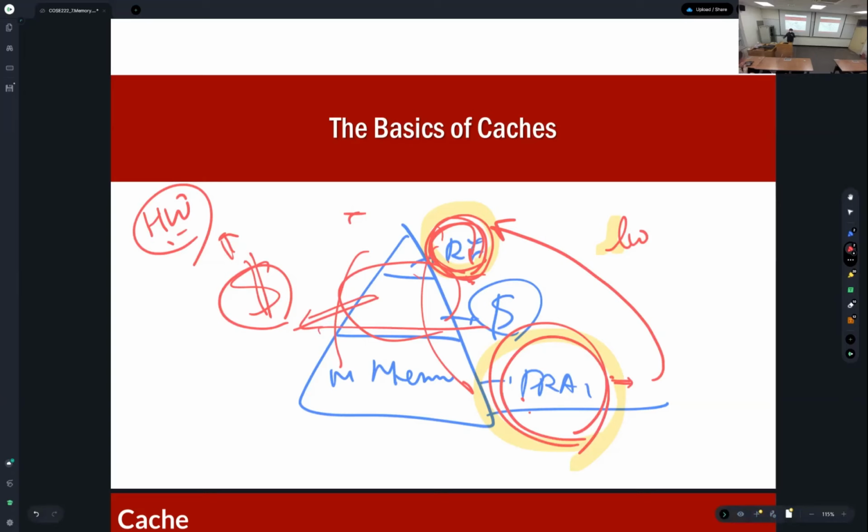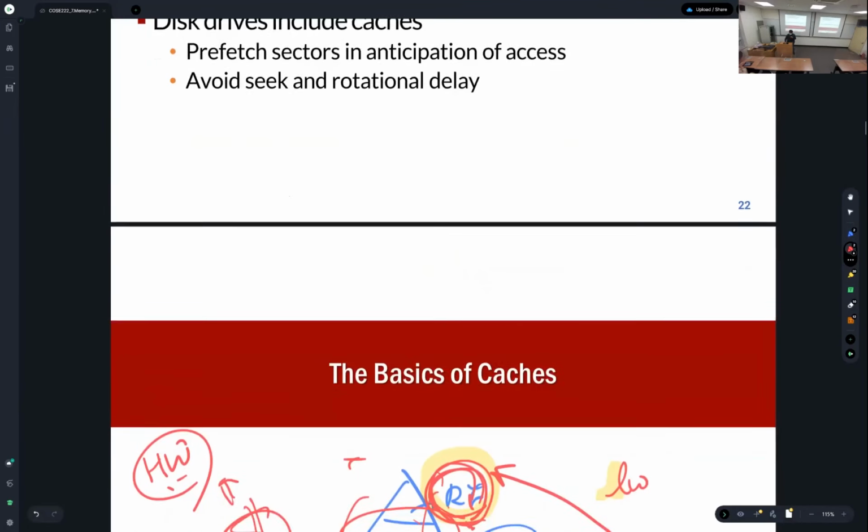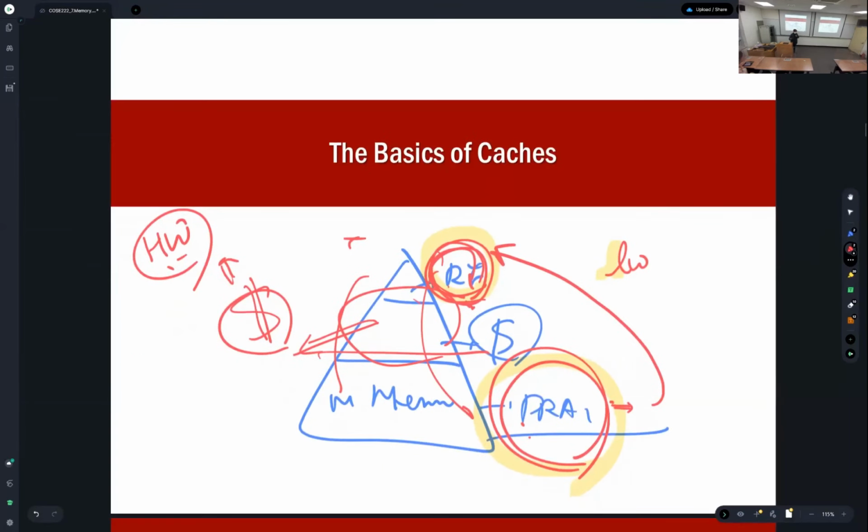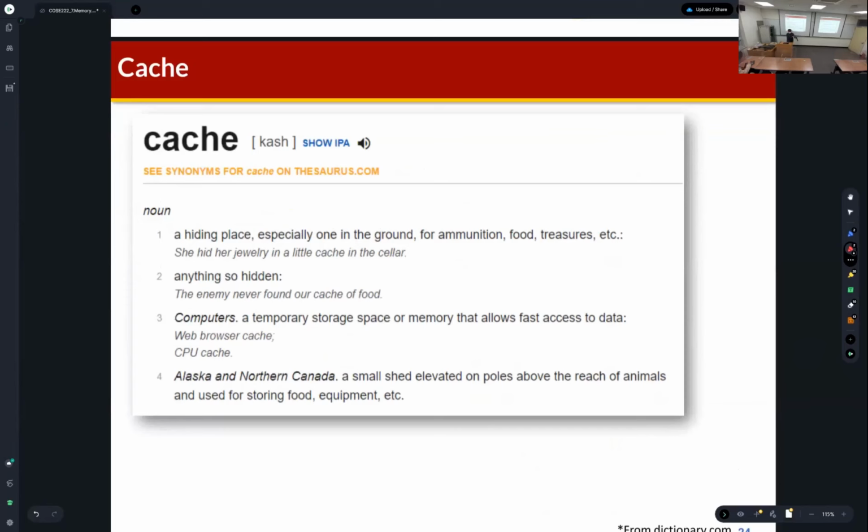But performance is also very critical in the computer system. And as I explained, we cannot use the perfect memory technology. So in the computer system, we can find the cache here, and this cache is the temporary memory space. And caches are managed by hardware.